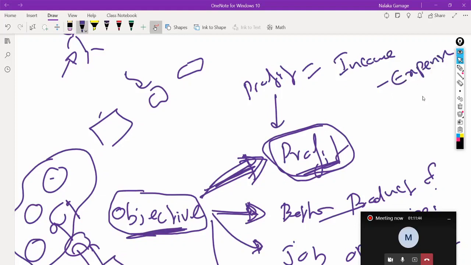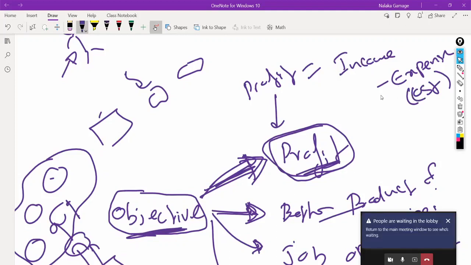Right. In other words, expenses we can give another word: cost. So profit is income minus cost, or revenue minus cost. The technical terms are that we call income revenue, and the expenses are called cost. Revenue minus cost is called the profit. So when you want to increase the profit, first you have to survive. As a human or as an animal, we have to survive first. Unless we survive, we can't do anything.